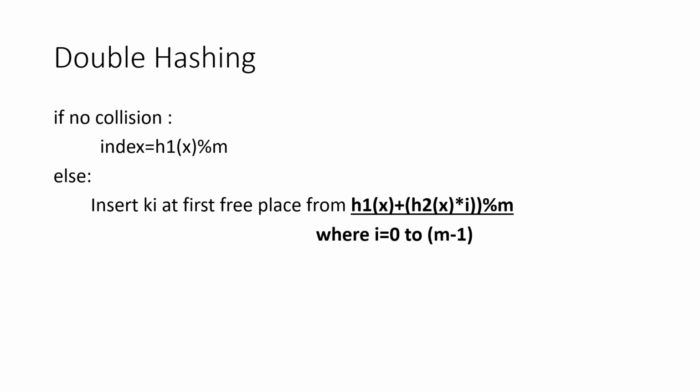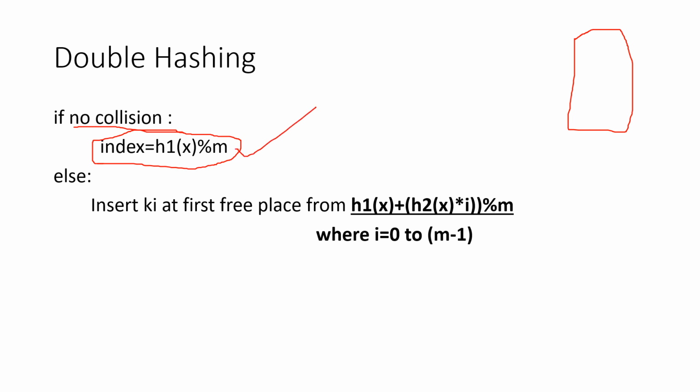So here I have given the condition: if no collision occurs. How do we say there is no collision? If two elements do not get the same index, that's called no collision, and if two elements get the same index, that's called a collision. Suppose I got the element 10 and its index is 0. At the starting time the hash table was empty, so you can easily store it, and that's called no collision. If there is no collision, you simply use the hash function, calculate the index and store it in the hash table.